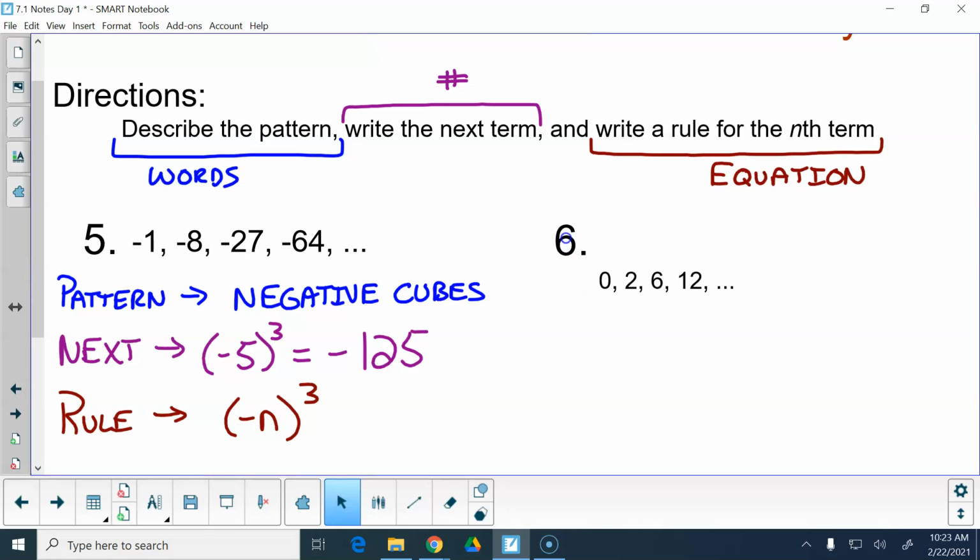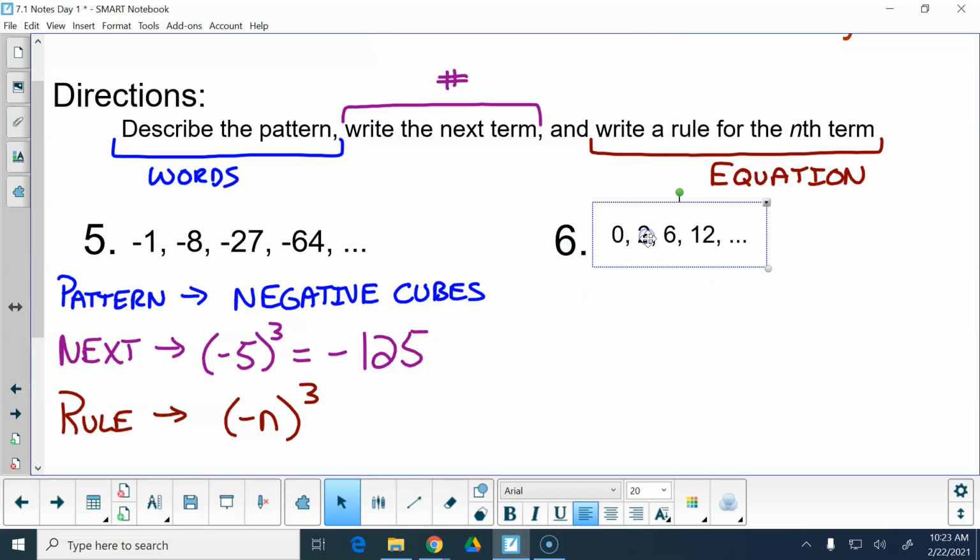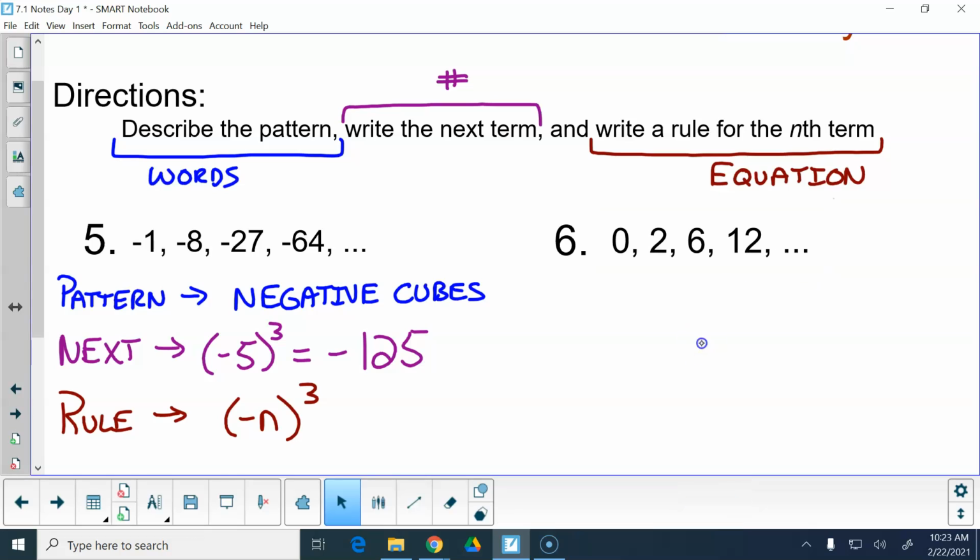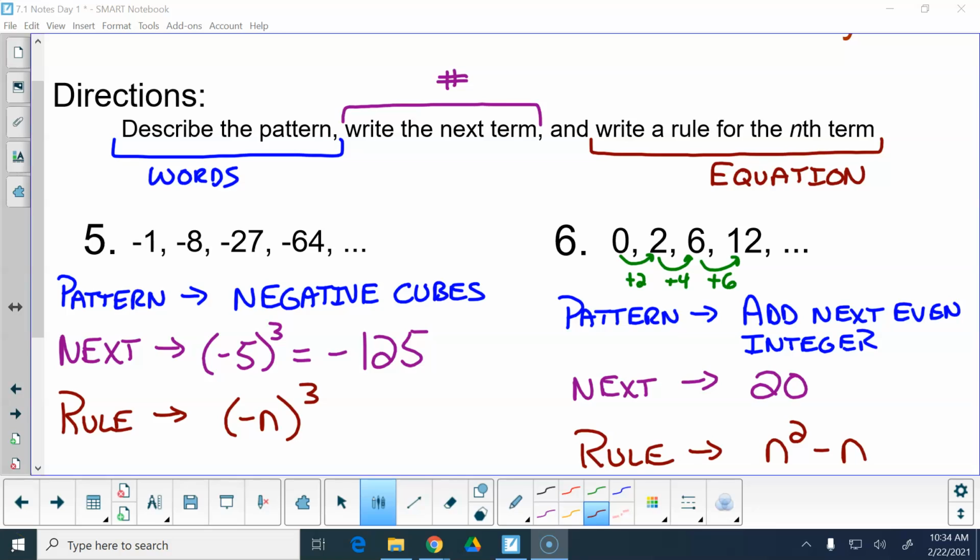Based off of that, what I would like you to do now is I would like you to describe the pattern, write the next term, and then write me a rule for any term on number 6. So there's the answers to that one.